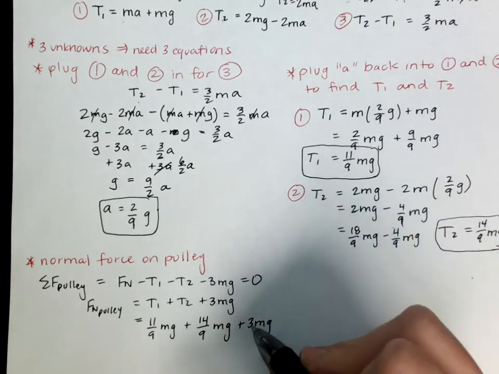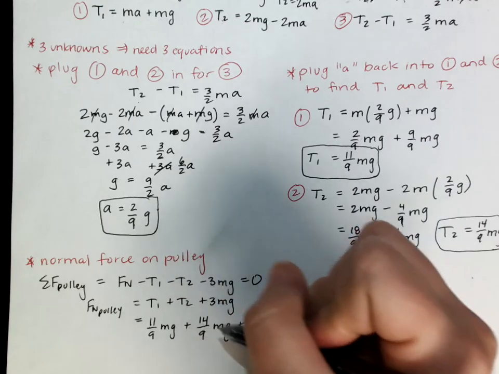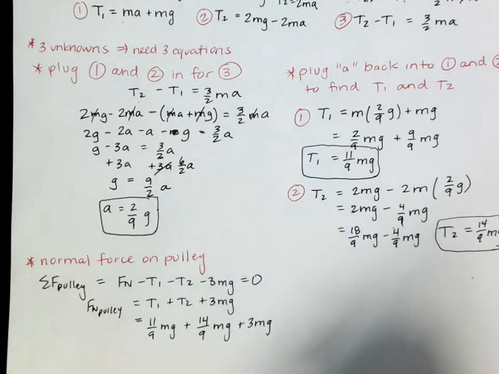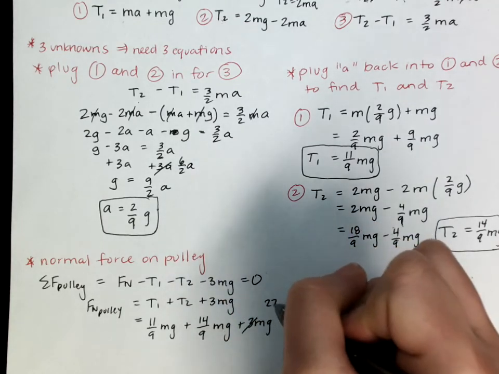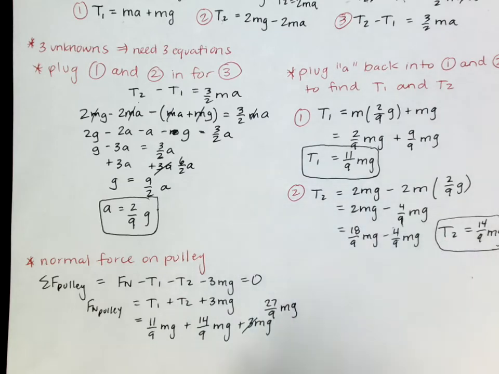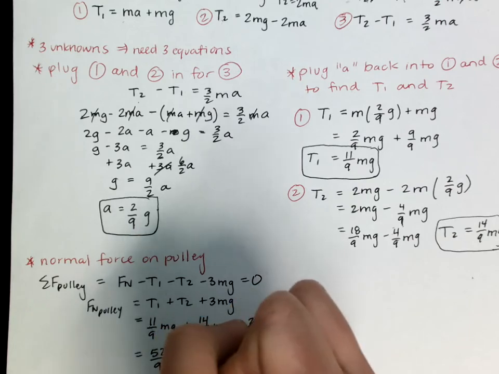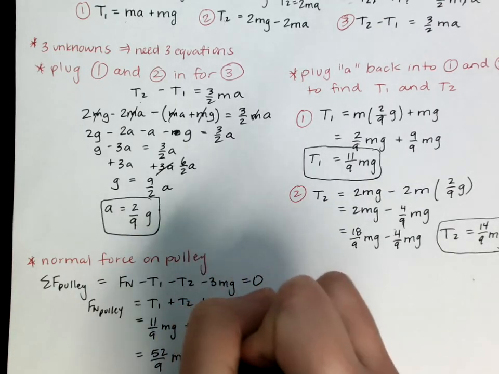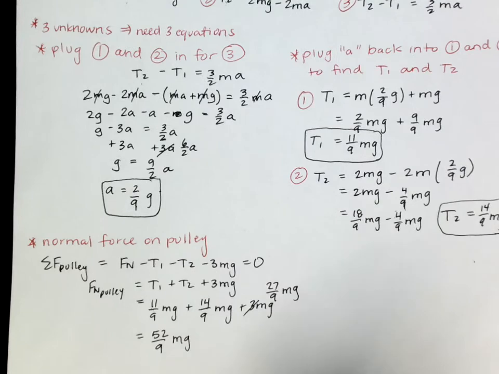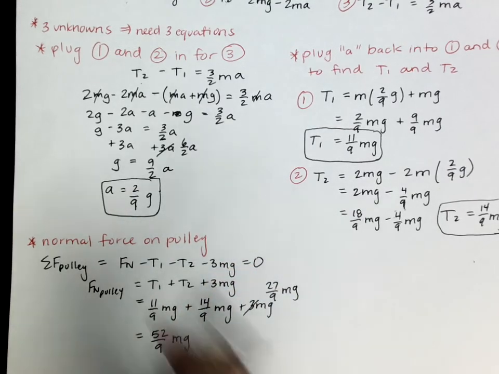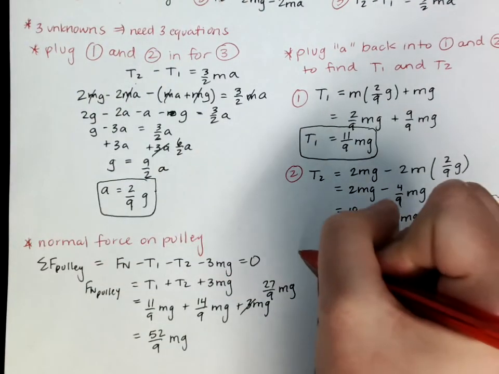And in terms of ninths, 3 mg would become, well, 3 times 9 is 27, so 27/9 mg. All right, well, we got a lot of ninths here, so 27 plus 14 plus 11. So here we have 25 plus 27. So we have 52/9 mg. Okay, well, that's just the normal force on the pulley, but now we want to find the normal force on the whole system.